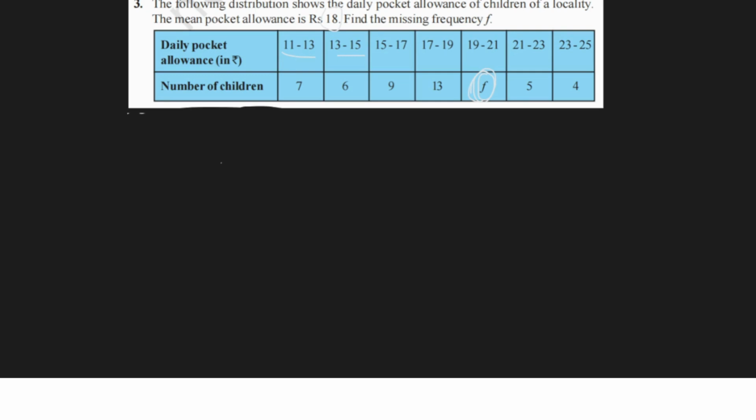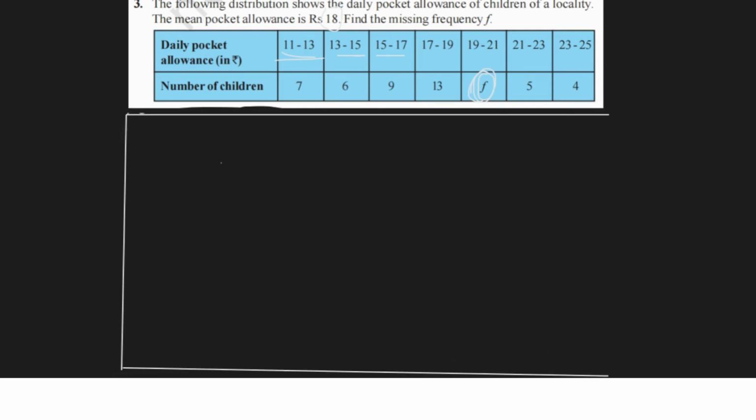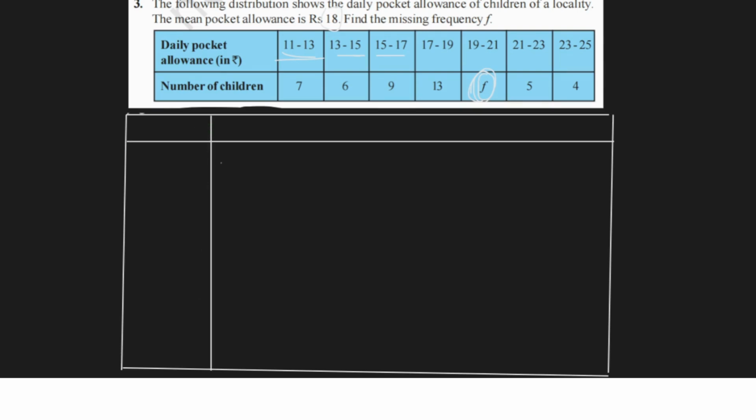So let's start. In this method, since the values are smaller, you can use any method, the direct or the assumed mean or the step deviation method. Here I'm using the assumed mean method to solve this question. So for that, let's make a table of 5 columns. The first is for the class interval, the second is for the frequencies, the third is for the xi, the fourth is for ui, and the fifth is for uifi.